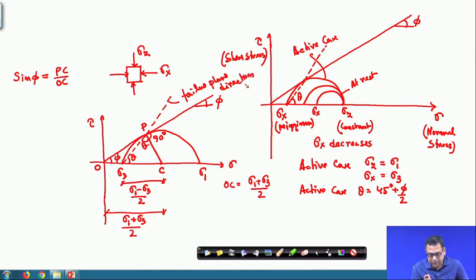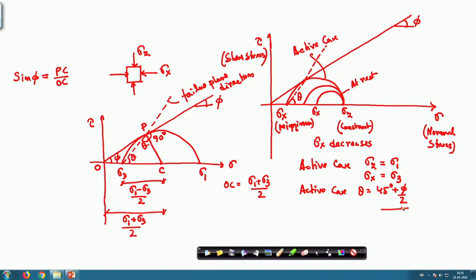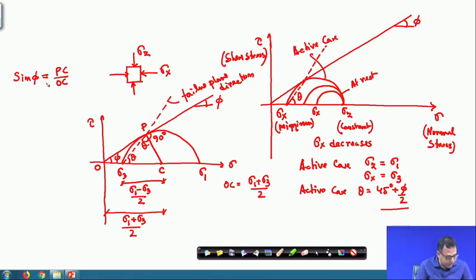Okay. So, in the active case, the failure plane will make an angle 45 degree plus phi by 2 with the horizontal, that I have discussed. So, sin phi is P c by O c, and this P c is the radius of this circle, means this is sigma 1 minus sigma 3 divided by 2, and O c is the distance of this center from the origin O, and O c is sigma 1 plus sigma 3 divided by 2.